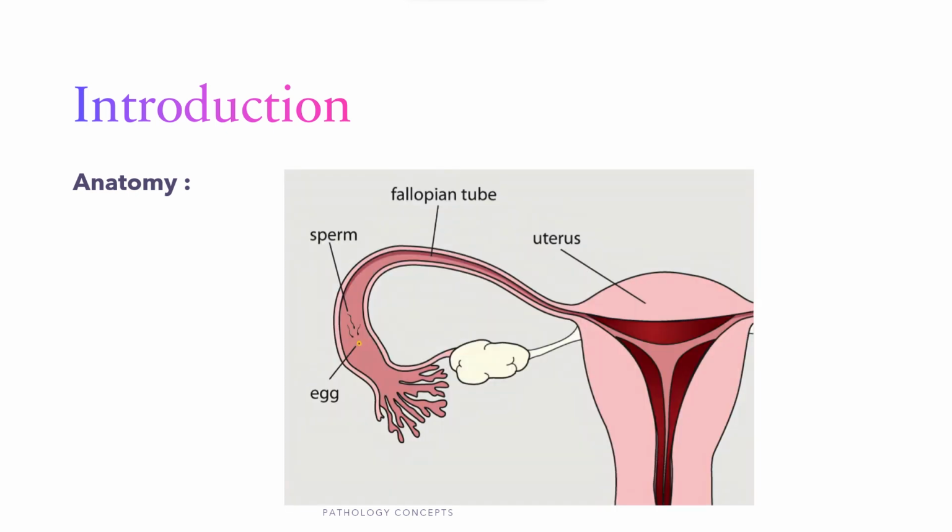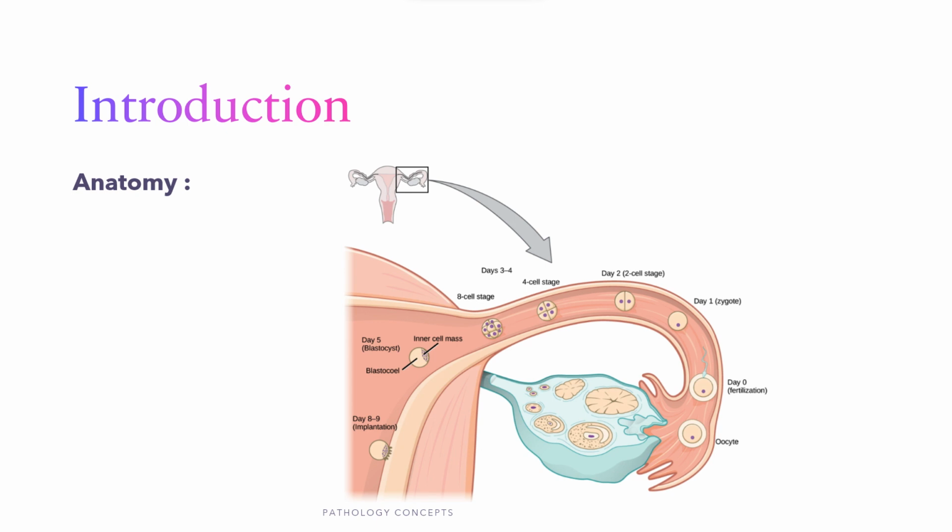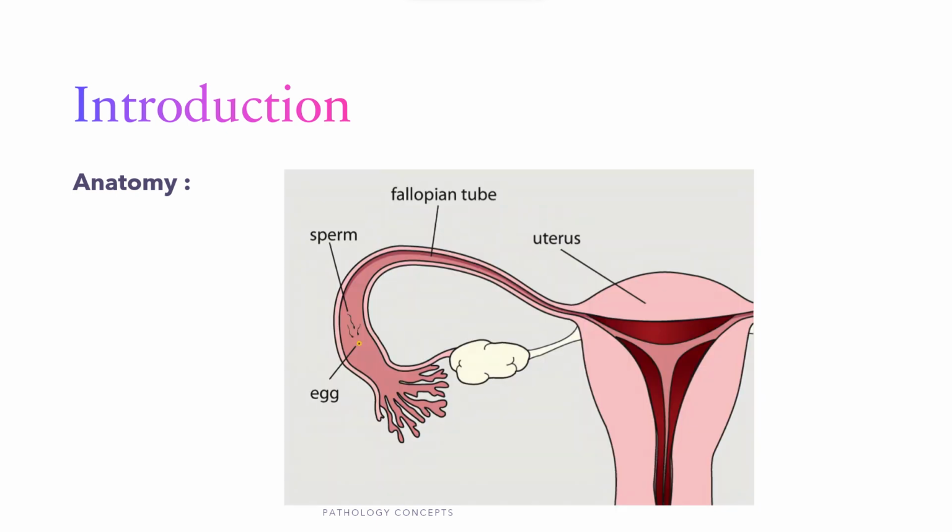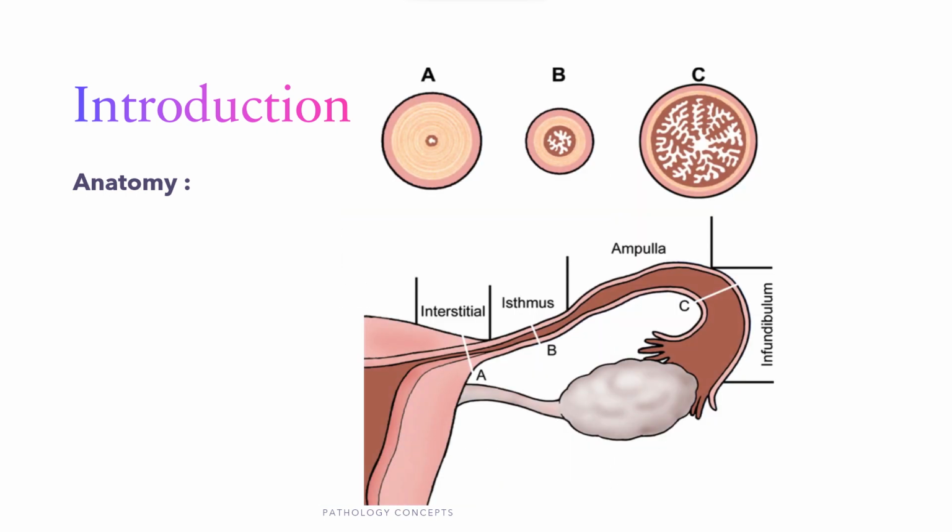Introduction. The fallopian tubes are bilateral conduits between the ovaries and the uterus in the female pelvis. They function as channels for oocyte transport and fertilization. They are 11 to 12 cm in length and have a lumen diameter of less than 1 mm. The fallopian tube comprises 4 anatomical regions.